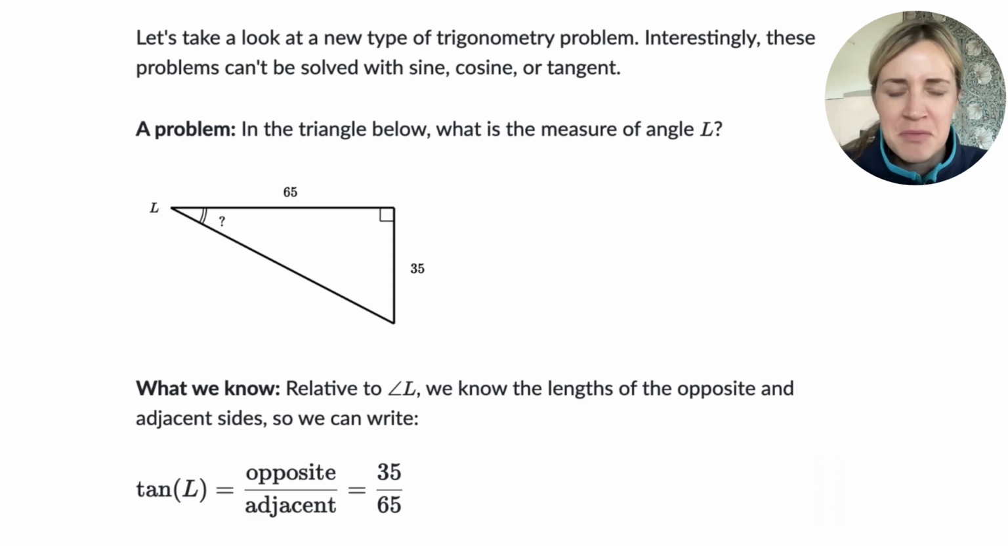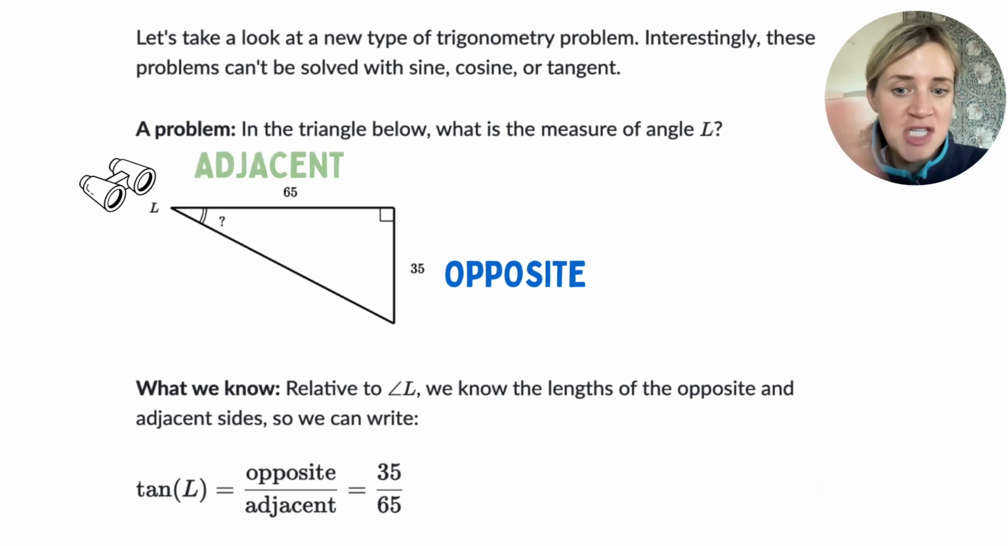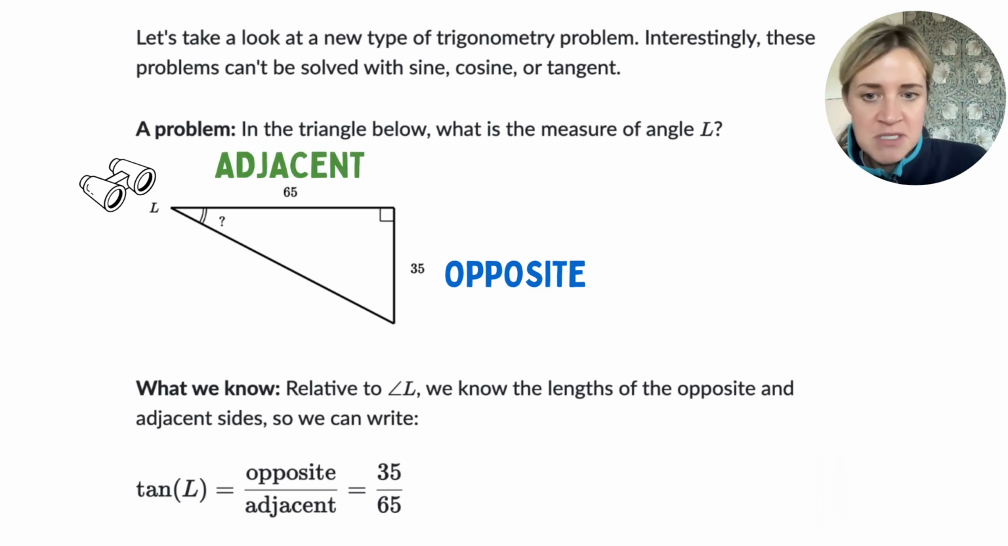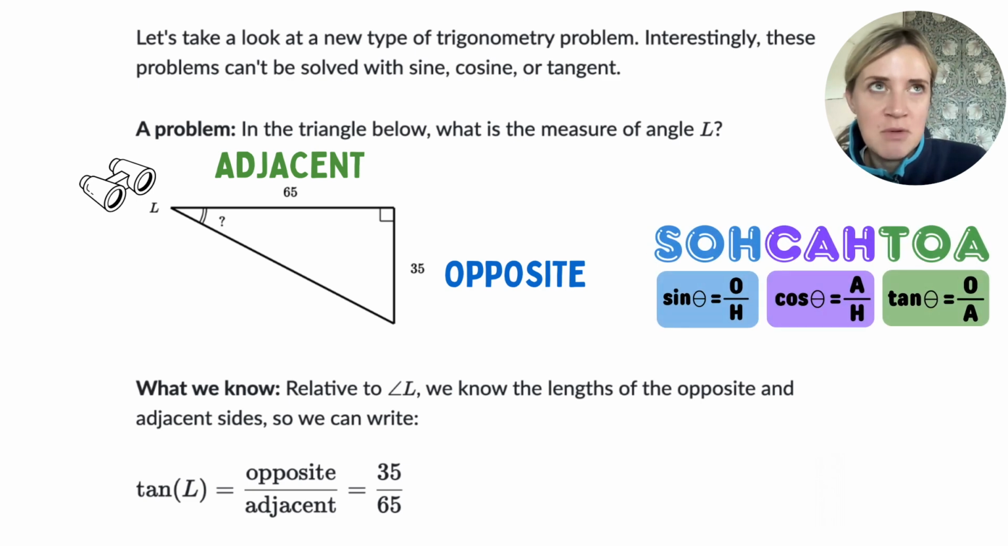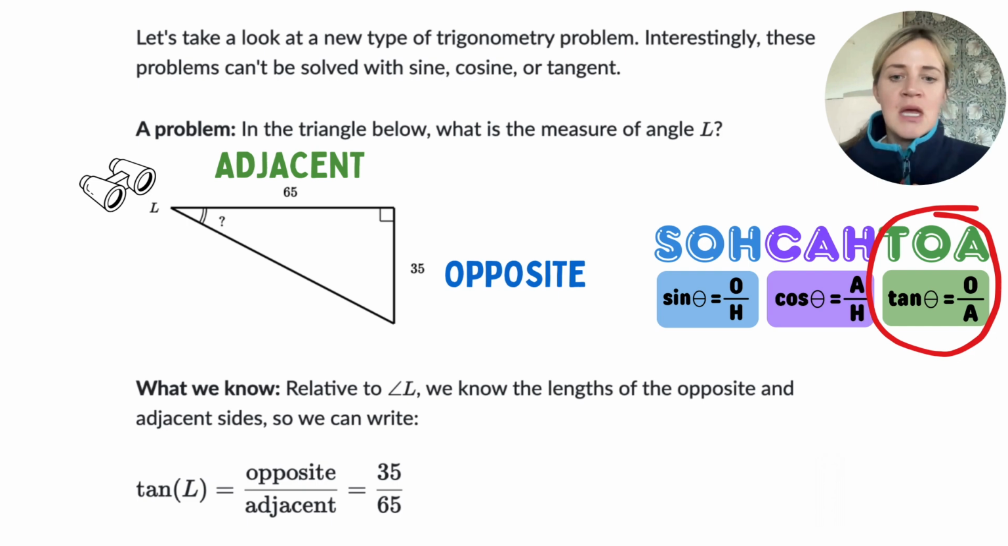Let's go through what we would do normally when we set up trig. Relative to angle L, we know the length of the opposite and the adjacent side. 35 is the opposite, 65 is the adjacent, opposite over adjacent. That was SOHCAHTOA, so we're going to use tangent. Tangent of our angle L is going to equal opposite over adjacent. Tangent of angle L equals 35 over 65.